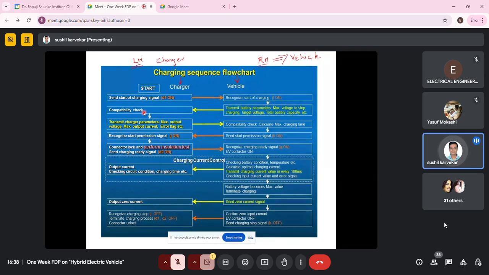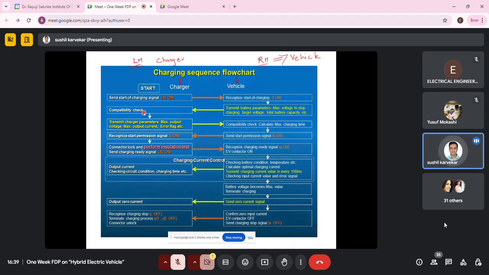Okay, so this is again very important, because if we don't take care of these precautions, then there is a possibility of the vehicle battery getting heated and getting damaged. So for that we have to check the rate at which the charging is going to happen and whether it is falling into the limits of the vehicle battery. So for that, compatible check at both the ends is important, at the charger as well as the vehicle end.